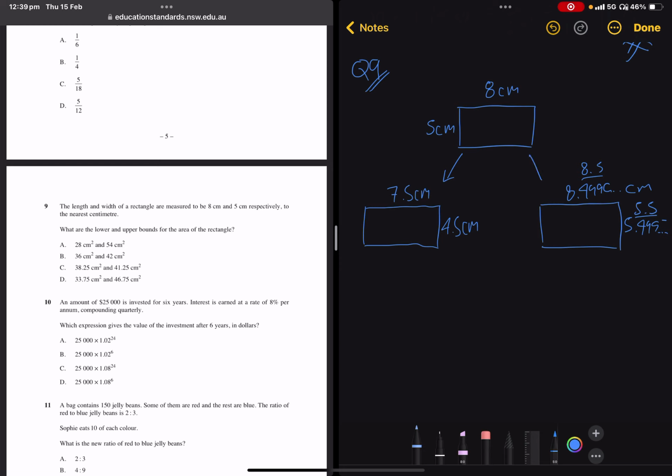So now we need to calculate these areas. This is the smallest possible area, and this is the biggest possible area. So 7.5 times 4.5 is 33.75, and then 8.5 times 5.5 is 46.75. So the true range, the lower and upper bounds for the area of the rectangle are 33 and 46. So this is D. And D is in fact the correct answer.